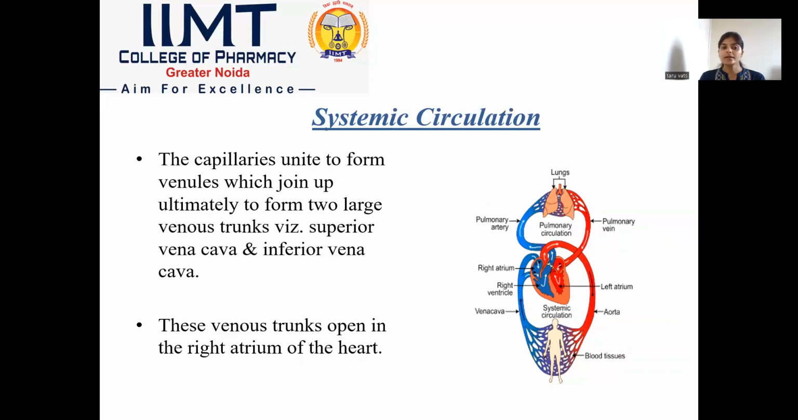Moving to the next slide, these capillaries unite to form venules which join up ultimately to form two large venous trunks, that is superior vena cava and inferior vena cava. These venous trunks directly open in right atrium of the heart.